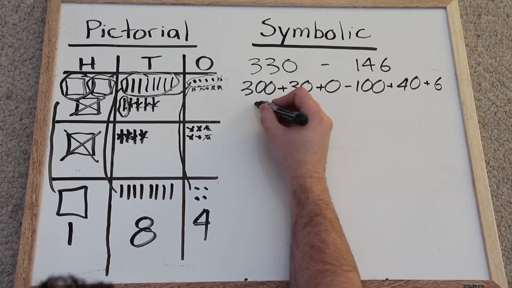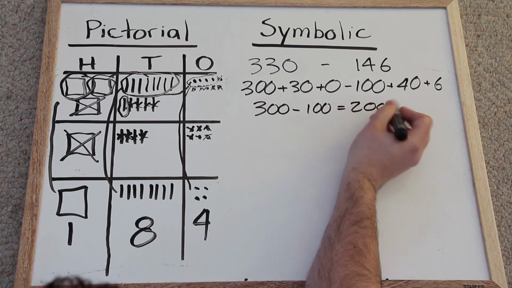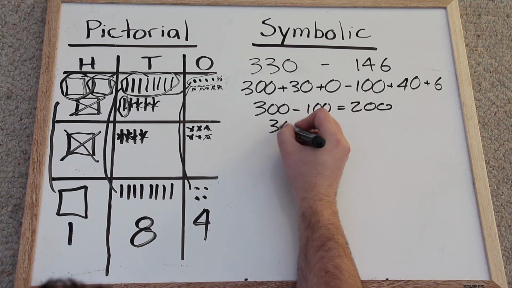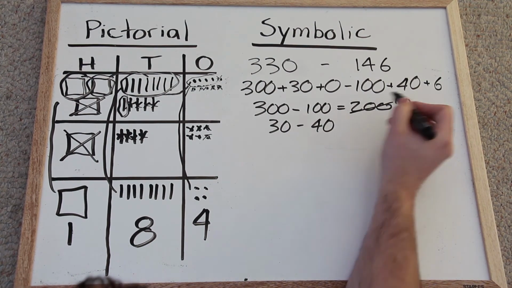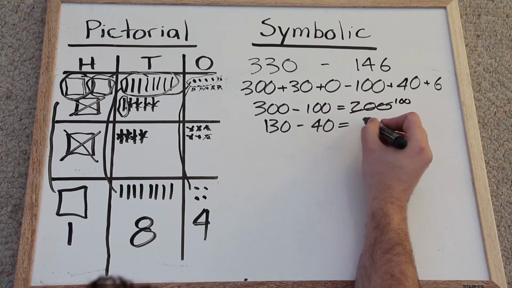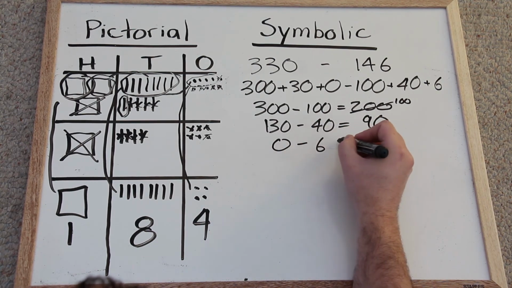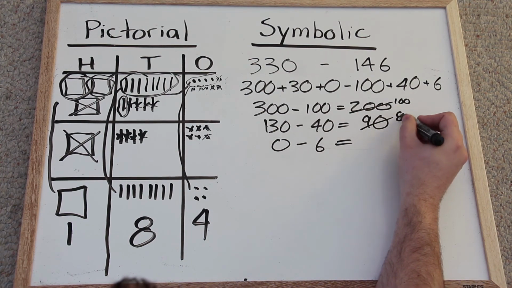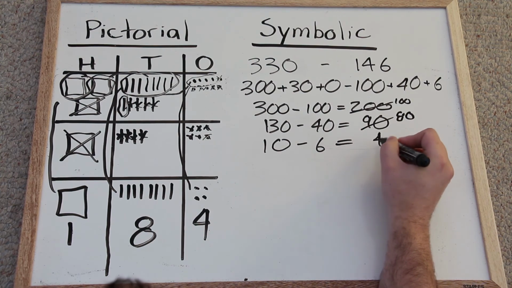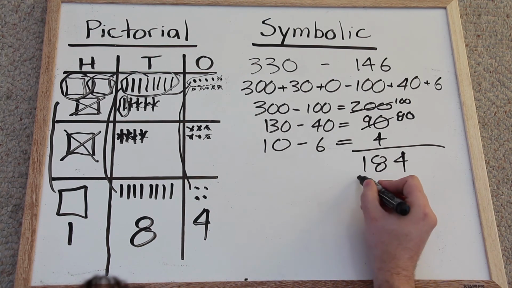And then we just start in our hundreds position. So 300 minus 100 is equal to 200. And then in our tens, we have 30 minus 40. We know that we have to make a trade. So this becomes 100 and this becomes 130. This gives us 90. And then in our ones, we have 0 minus 6. Again, we have to make a trade because we need a larger minuend. So this becomes 80, this becomes 10, and it's equal to 4. Then we add these up to get 184, which is the difference, and it's less than our estimate of 200.